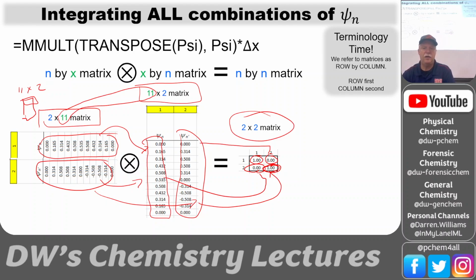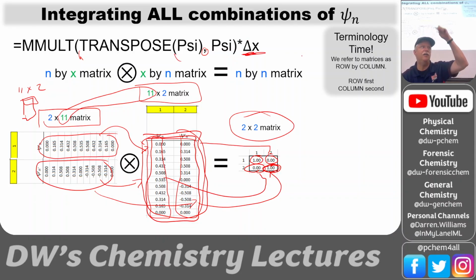So we would select that 2 by 2 matrix and type in equals mmult. We open parenthesis, type in transpose, open parenthesis, then we go select those cell values, close parenthesis, comma, and then we go select those cell values again, close parenthesis. Don't forget to do times delta x, so you find the delta x value somewhere on the spreadsheet, wherever it is. There is one, so go find that, delta x. And then you hit Control Shift Enter, and it'll do the matrix. And you've done 4 integrals like that with Control Shift Enter. So that's fantastic.